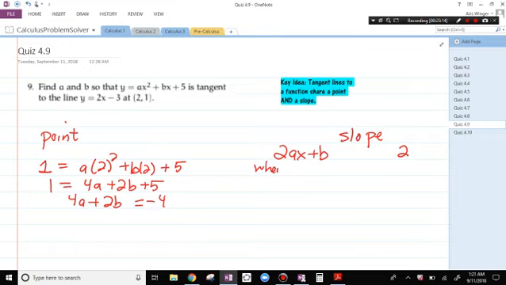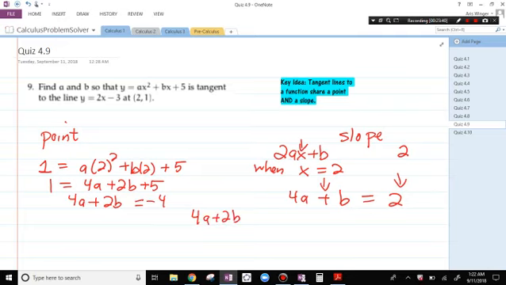So when x is 2, you get 4a plus, so plugging in 2 here, 4 times a plus b needs to be, this is the slope of the function, this is the slope of the tangent line. They have to be equal. Those are our two equations and two unknowns, and now we can do the elimination method.